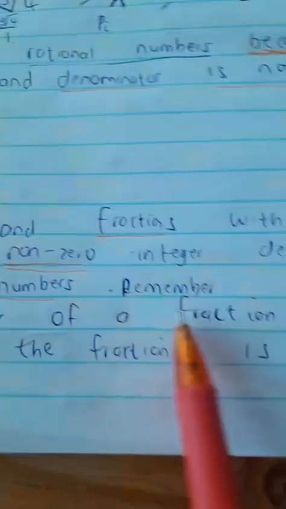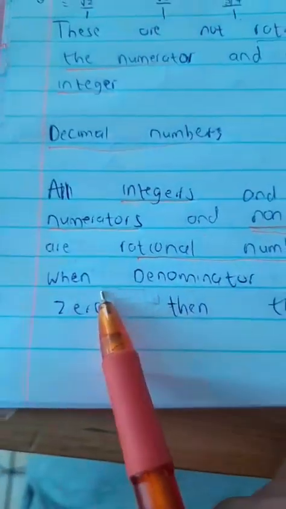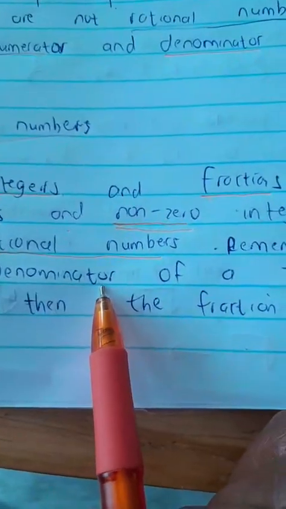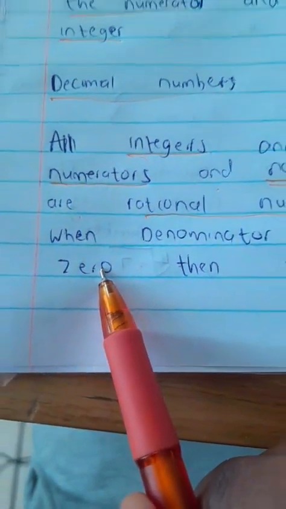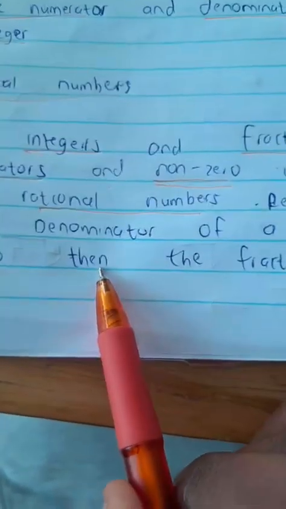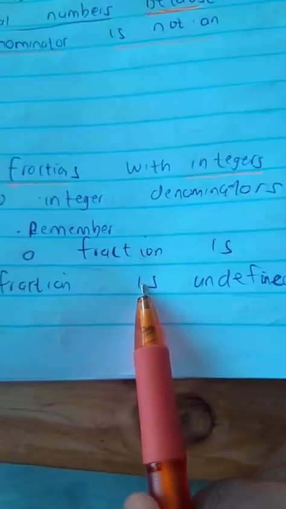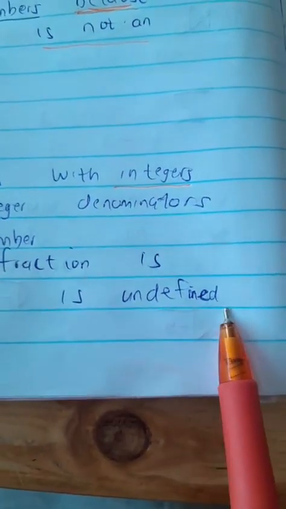Let's continue. Remember, when the denominator of a fraction is 0, then the fraction is undefined.